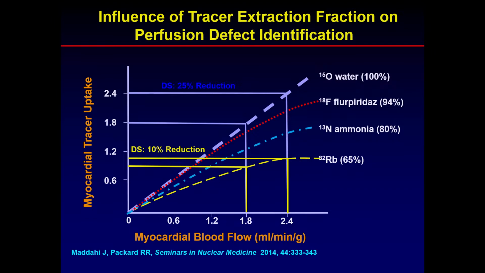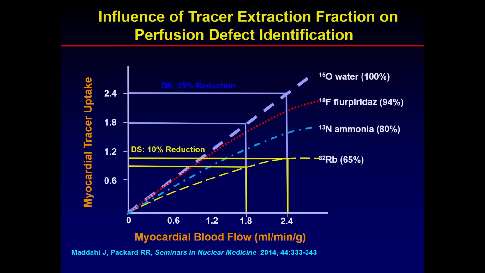So it's really important that we have tracers that, at least within the realm of what typical flows are for us during stress, mimic accurately what flow should be, rather than having rollover effects where a tracer is not picked up appropriately according to the flow that the myocardium may be seeing.